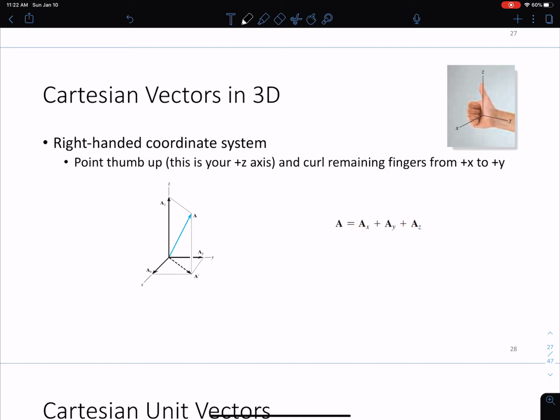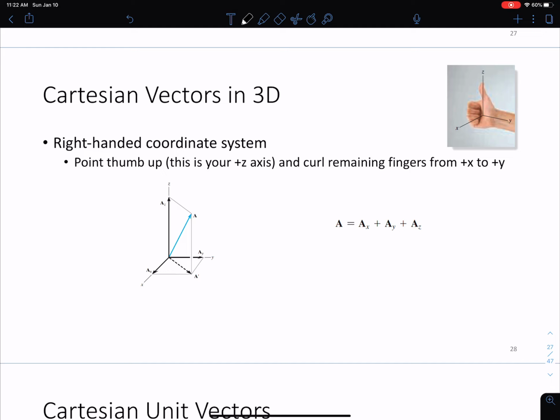That's going to be your z-axis. Okay, then you want to curl your fingers: your pointer finger, your middle finger, ring finger, and pinky finger. You want to curl all those fingers with your thumb up from the positive x to the positive y. That's how you typically want to draw your systems, and that's how you want to decide your positive x, y, and z. So it's pretty straightforward in determining your positives.